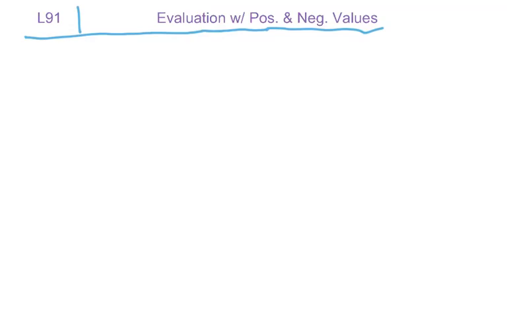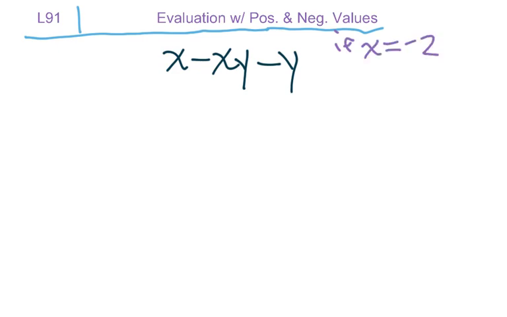It is 7th grade, L91, evaluation with positive and negative values. Let's dive in. So let's say we're given this expression, x minus xy minus y, and then it gave us this information: x is equal to -2 and y is equal to -3.